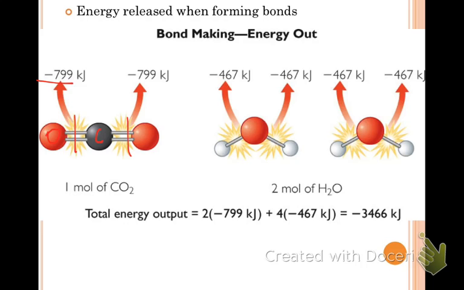So there's 1, 2 of them. That's this part right here. So it's every carbon double bonded oxygen. We're making it negative because energy is being released. That's where that negative sign is coming in right there.